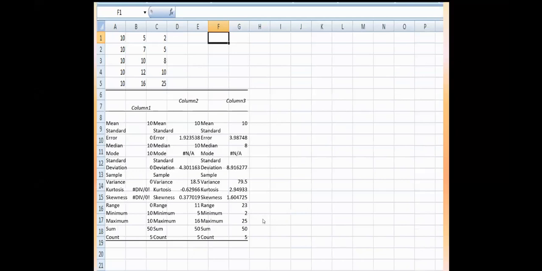10 is the mean for all the 3. But what we observe is that the standard error and deviation in the first case is 0, because all variables are exactly the same. But the variables in column 2 are different from each other. So they are 5 to 16. Although the mean value is exactly the same, other measures like standard deviation and variance are there. It means this data contains variation.